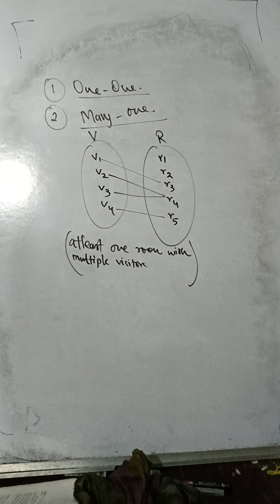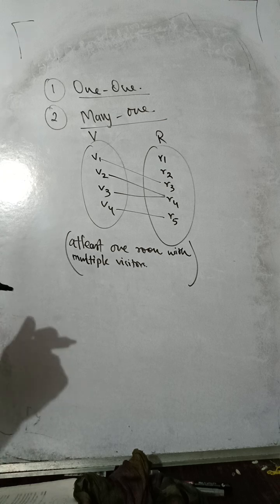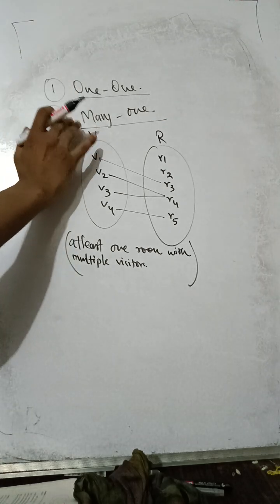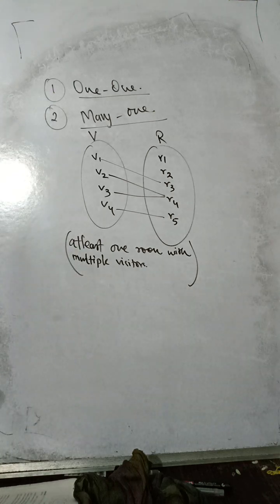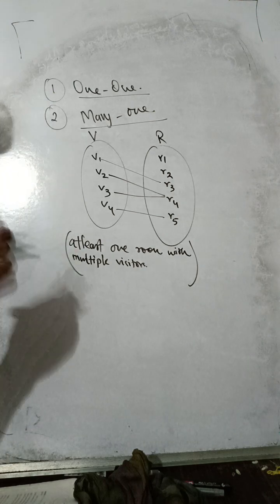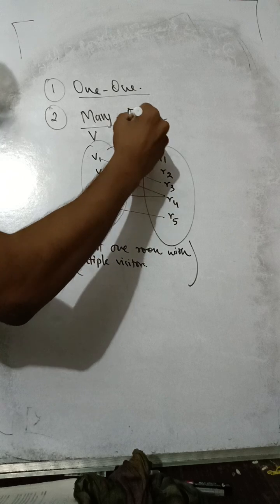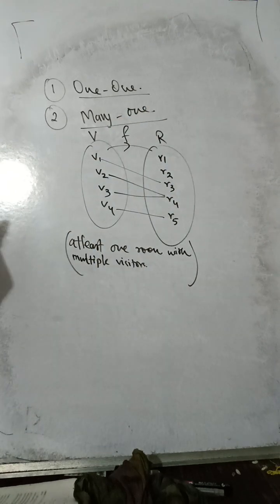You also cannot have a function which is neither one-one nor many-one. You will have either one-one or many-one; it's an exclusive or. It will be exclusive or: one-one or exclusive or many-one. So that's the idea.